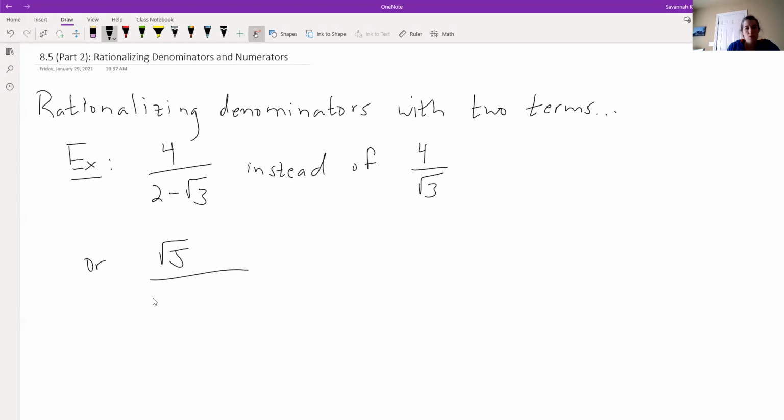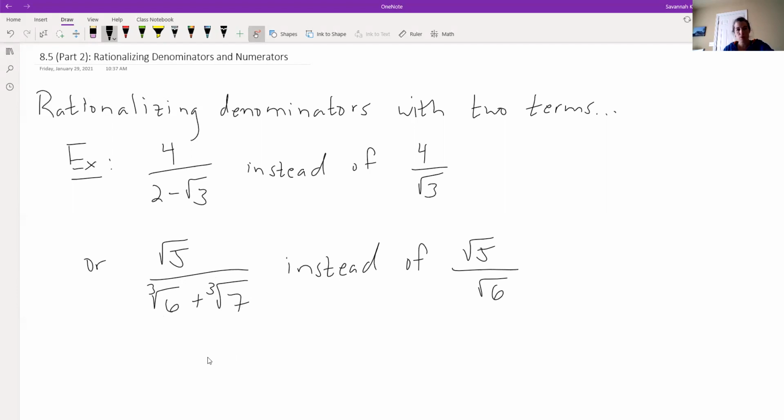Similarly, we could just have something that is square rooted all over. And at this point, we don't care about that square root of 5 up top. That's not our problem. Our problem is whatever root or roots exist in the bottom. And just to make this interesting, I'm going to make these guys cube roots just to remind us that it's not all about square roots.